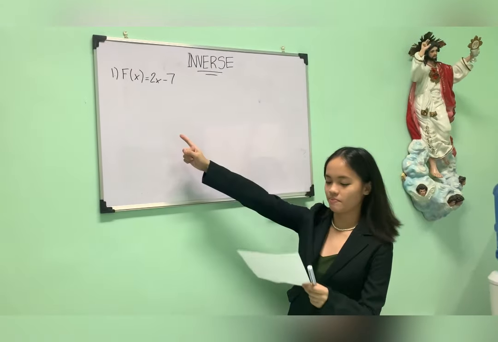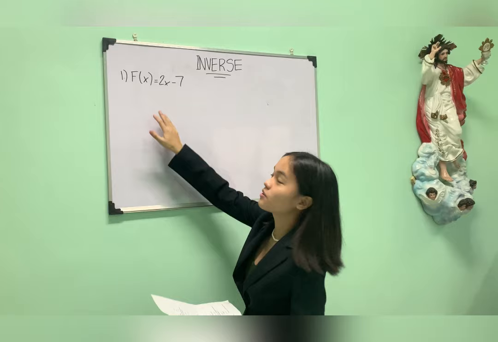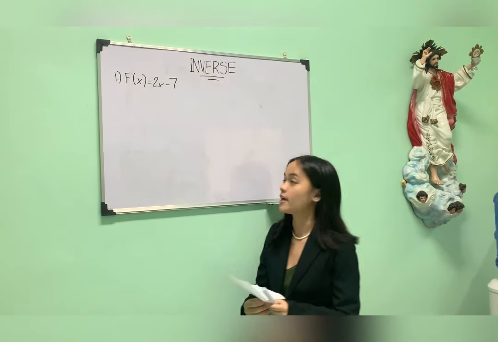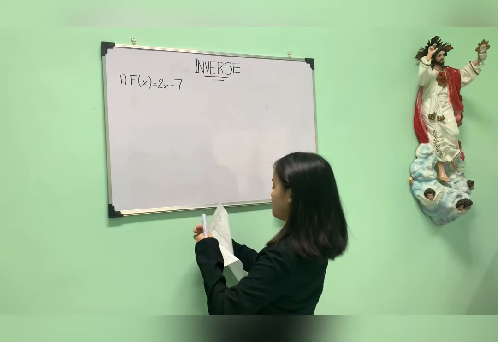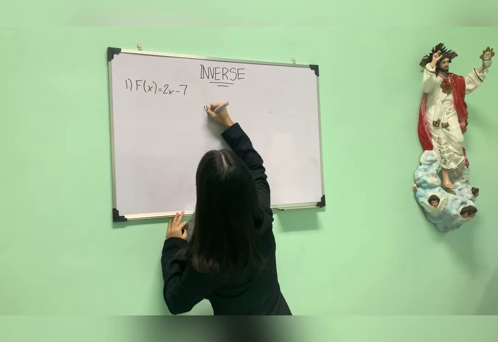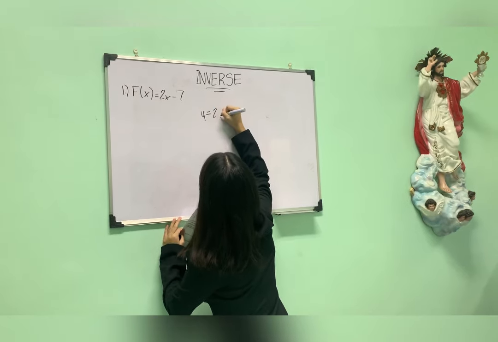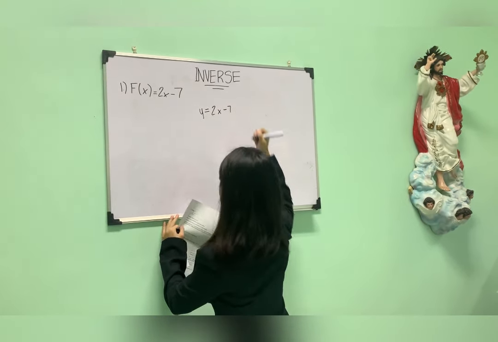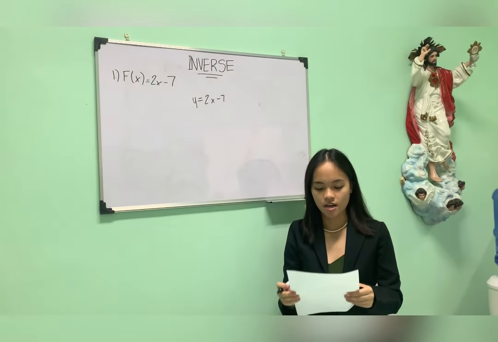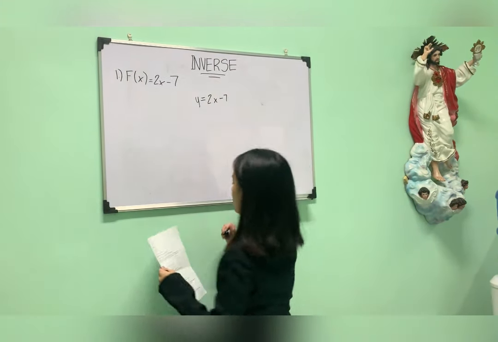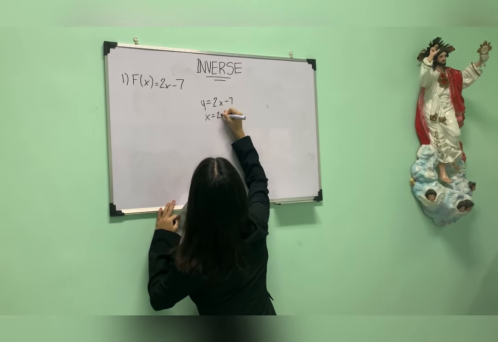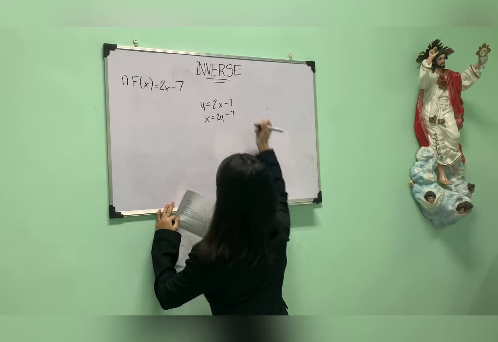So, for example, f(x) equals 2x minus 7. The first step, we will replace f(x) by y. That will become y equals 2x minus 7. Second step, substitute x with y and y with x. So that will become x equals 2y minus 7.